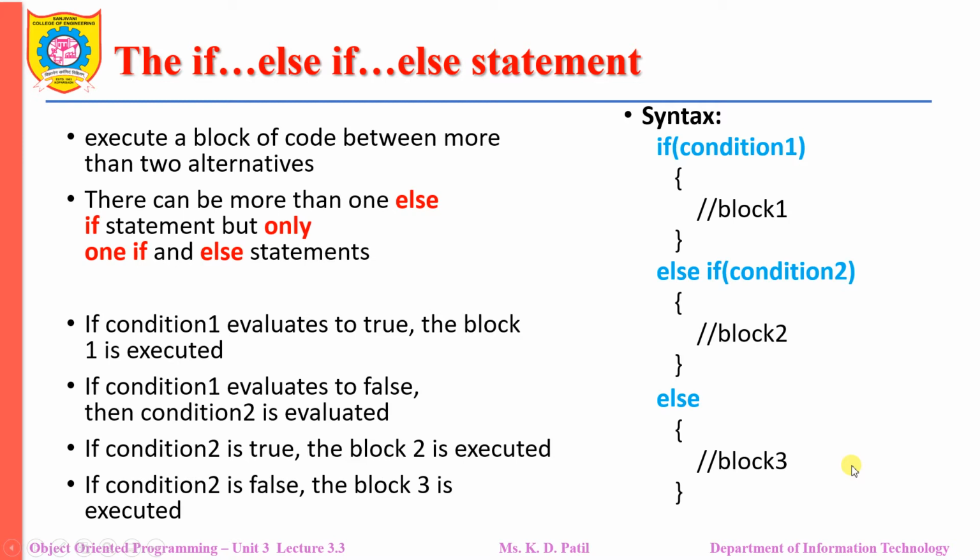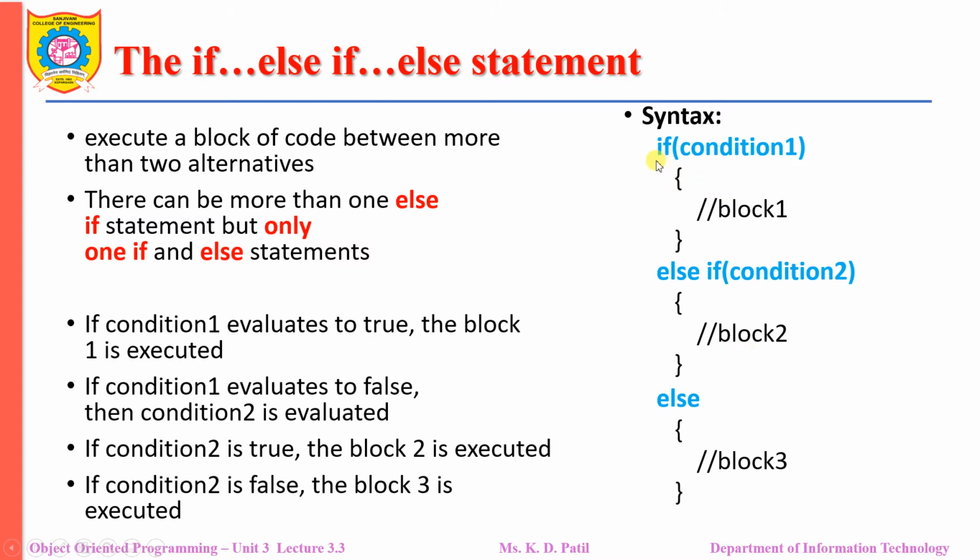Let us see the nested if statement. A nested if statement executes a block of code among more than two alternatives. There can be more than one else if statement, but only one if statement and one else statement. If condition 1 evaluates to true, block 1 will be executed. Now please observe this syntax. Here the syntax of the nested if else statement is available.